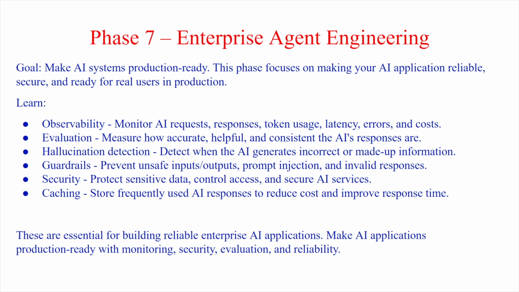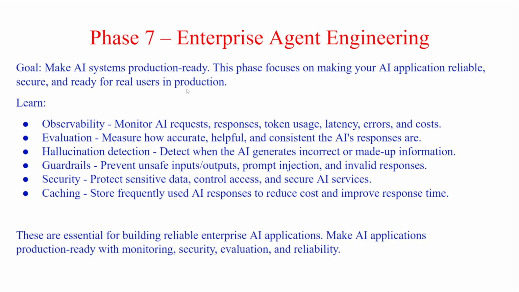The 7th phase is where you do the enterprise agent engineering, where you create a production ready system. This phase focuses on making your AI application, consisting of multiple AI agents who do their tasks perfectly, individually and autonomously, so that you make an application which is reliable, secure, and ready for real-time use in production.